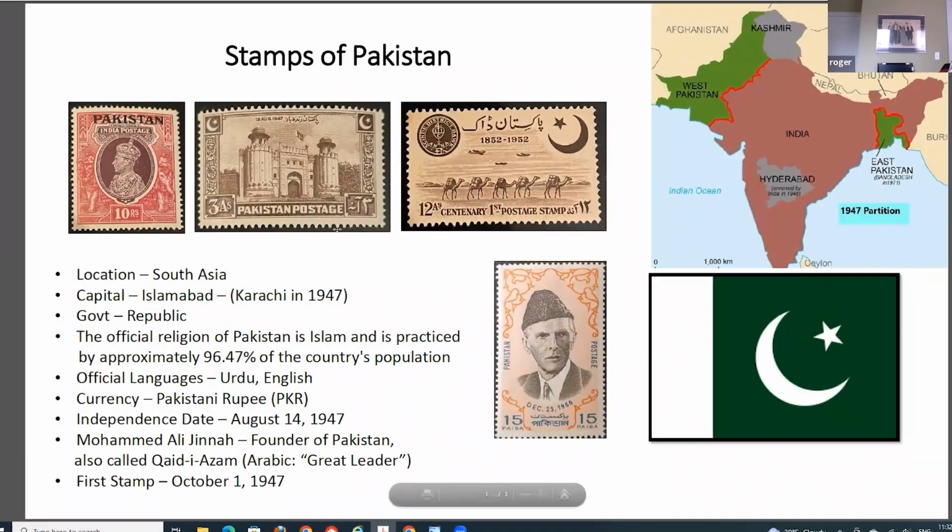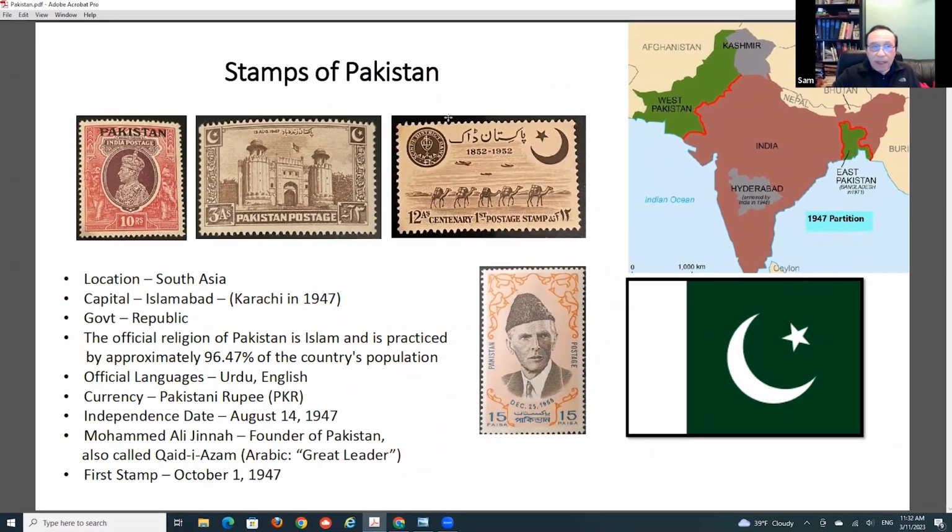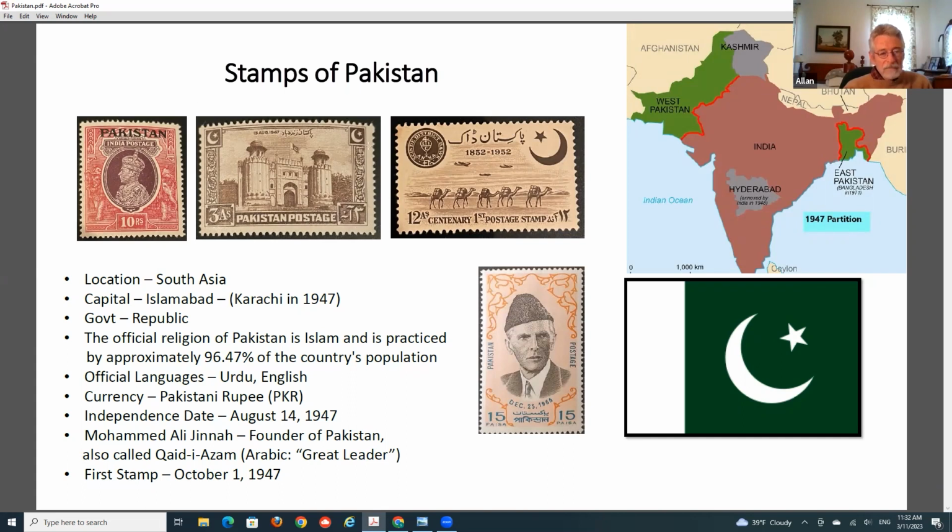So today I'm going to show you my stamps of Pakistan. I have a few facts to go over before we go through all the stamps. Pakistan is located in South Asia. The current capital is Islamabad, and Karachi used to be the capital before. It is currently a republic. They are mainly an Islamic country, and the main languages are Urdu and English. And the currency is the Pakistani rupee.